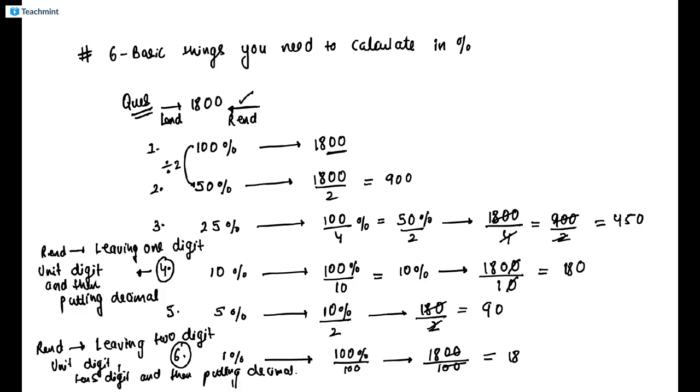So for any complex question, these are the six basic things that you need to calculate in percentage to get the answer. If you do this, you will simply solve any question. First you need to do this in your mind. I just told you to calculate these six basic things: 100%, 50%, 25%, 10%, 5%, and 1%. You just need to do this in your mind. Now we will see some questions, and through them you will come to know.